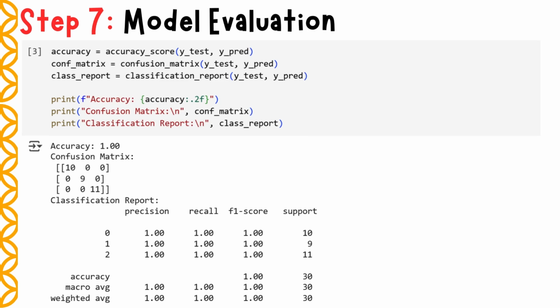Step 7. Model evaluation. To check if our KNN model is performing well, we use 3 key metrics. Accuracy score measures the overall correctness of predictions. Confusion matrix shows correct versus incorrect classifications. Classification report provides precision, recall, and F1 score. Higher accuracy means better performance, but we'll optimize it further in the next step.